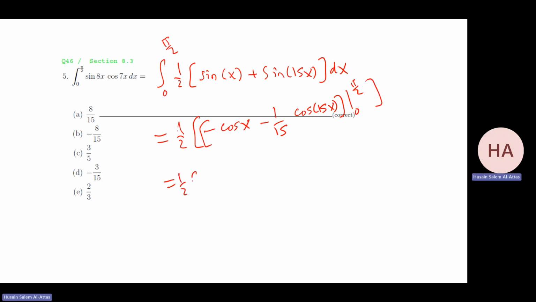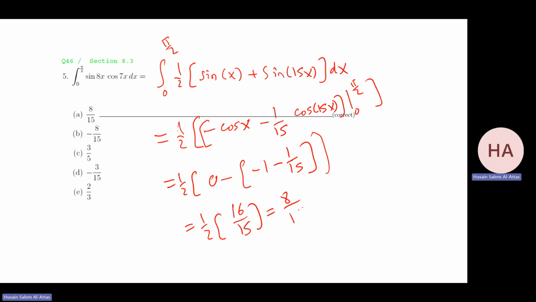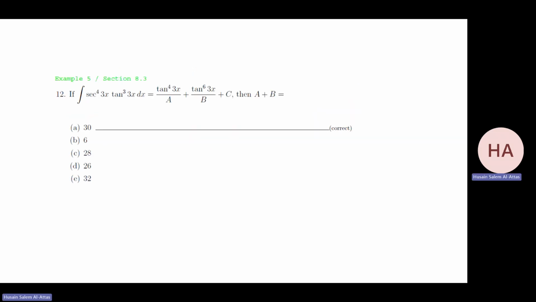That will be half, cosine pi over 2 is 0, cosine 15 pi over 2, which is still 0. That will be 0 minus 1 minus 1 over 15. Cosine 0 is 1 in both. So that will be half of 16 over 15, which gives me 8 over 15, which is this one.